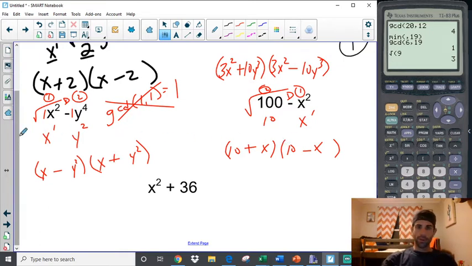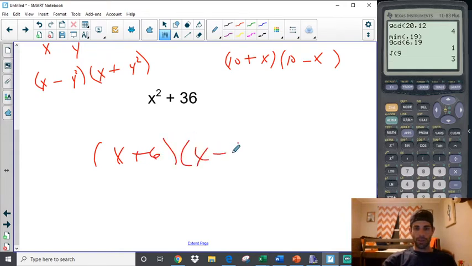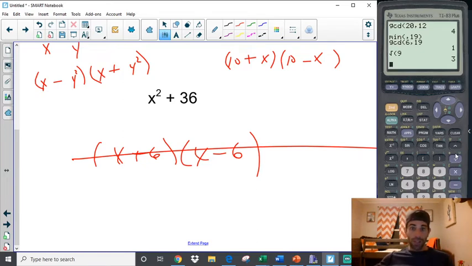All right, pause it. Try the last one all by yourself. Nice, easy one. X squared plus 36. Did you do it? Did you get x plus 6, x minus 6? Well, probably not, because the odds of you actually pausing it and trying on your own are about 5%, 4% maybe. But if you did, you got it wrong.